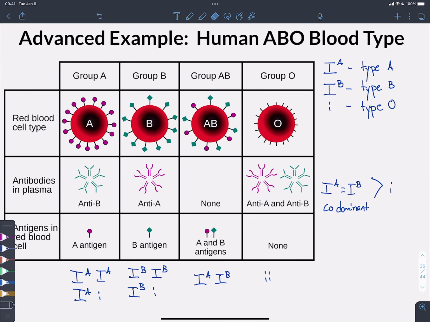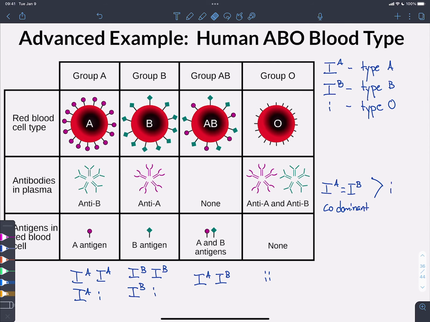If you're AB, you can actually get blood from anybody, because your blood cells have both the A and B antigen on it. Your immune system recognizes A antigen as friendly, B antigen is friendly, and of course, O doesn't have any antigen, so it's not a big deal. If you're type O, you can only get blood from type O people because your immune system does not recognize the A antigen or the B antigen as anything other than foreign, and so we'll treat it as such.